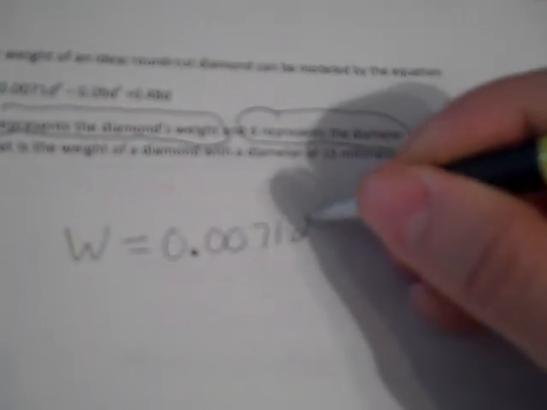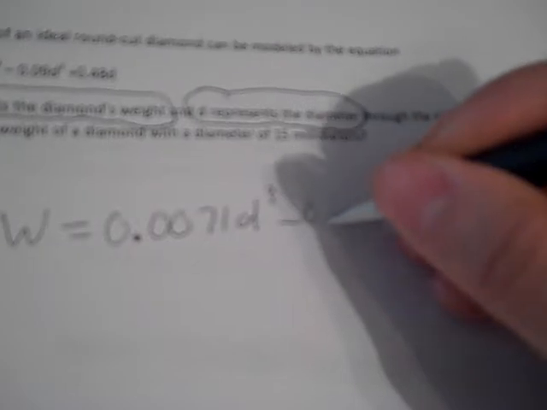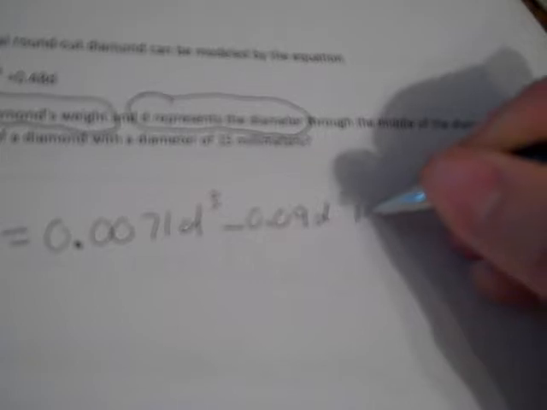You want to write it. 0.0071d to the third, minus 0.09d to the second plus 0.48d. Okay, replacement. The replacement value has to be 15, and it's 15 millimeters. So W's the weight. Millimeters isn't a weight, so it's not going to go in for W. Millimeters is the diameter. Okay, so that's going in for the D variables, all of them.